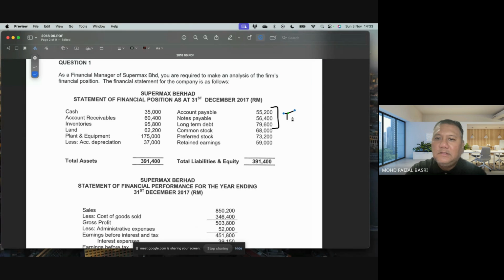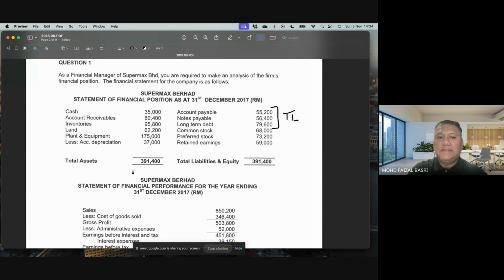So this is your total debt lah basically. So nak tulis pakai mouse ni susah sikit, something like that lah. This is total liabilities: account payable, notes payable dengan long-term debt. So the first two are the current liabilities, and long-term debt is the long-term liability. So you combine all 3, it becomes your total liabilities.